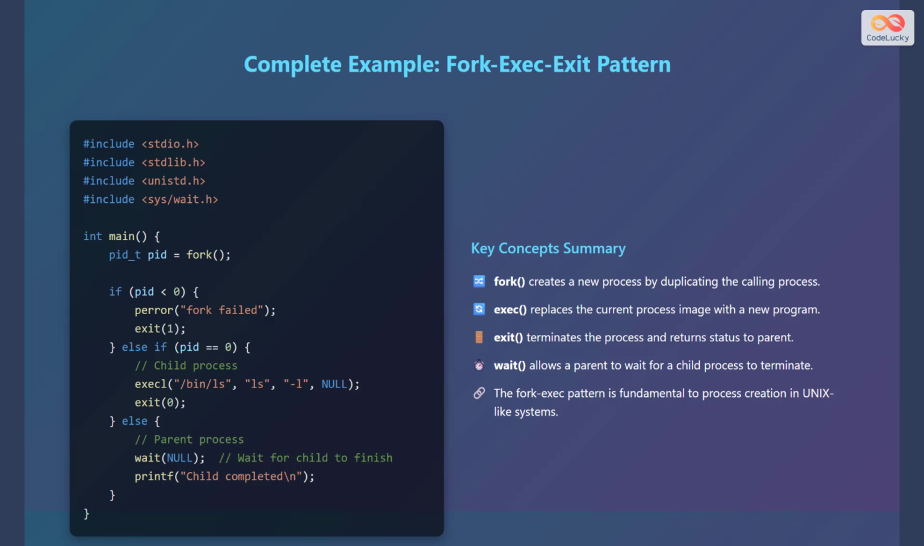So fork creates a new process, exec replaces the current process image with a new program, and exit terminates the process. The wait call allows a parent to wait for a child process to terminate.